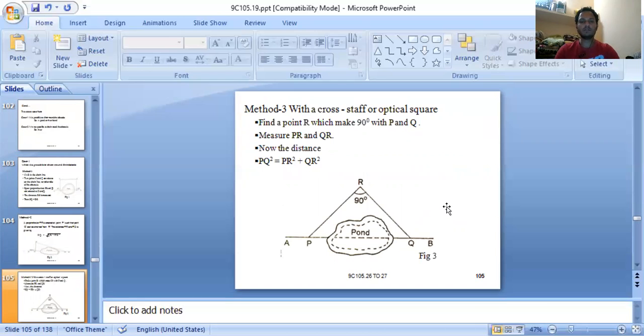We have another method, method 3, the cross staff or optical square. Here the obstructed length is PQ. Find a point R which makes 90 degrees with P and Q. Measure PR and QR. Now the distance PQ square is equal to PR square plus QR square. Again, it measures 90 degrees here, means it is a right angle triangle. So this is the hypotenuse. Hypotenuse PQ square is equal to PR square plus QR square. This is another method of measuring the obstructed length.